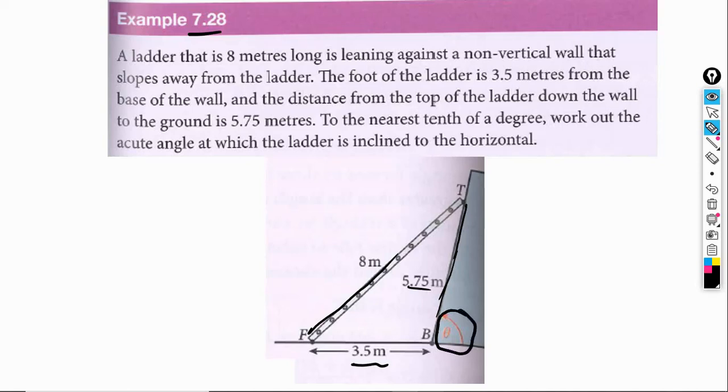The acute angle at which the ladder is inclined to the horizontal. Yeah, because if we took the horizontal, this is a horizontal, so this is the inclination to the horizontal. Okay. So let's see the information we have here.